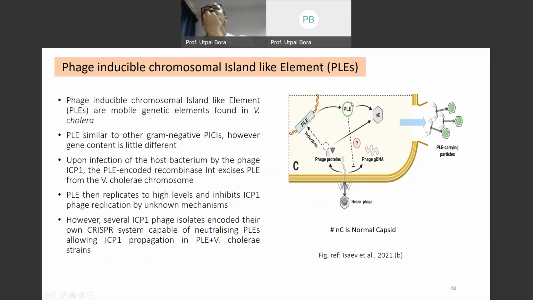So, phage-inducible chromosomal island-like elements. The phage-inducible chromosomal island-like elements, or PLEs, are mobile genetic elements found in Vibrio cholerae. These PLEs are similar to other gram-negative PICIs, however, the gene content is a little different. Upon infection of the host bacterium by the phage, the PLE-encoded recombinase Int excises the PLE from the Vibrio cholerae chromosome. PLE then replicates to high levels and inhibits ICP1 phage replication by unknown mechanisms. However, several ICP1 phage isolates encode their own CRISPR system capable of neutralizing PLEs, allowing ICP1 propagation in PLE-positive Vibrio cholerae strains.